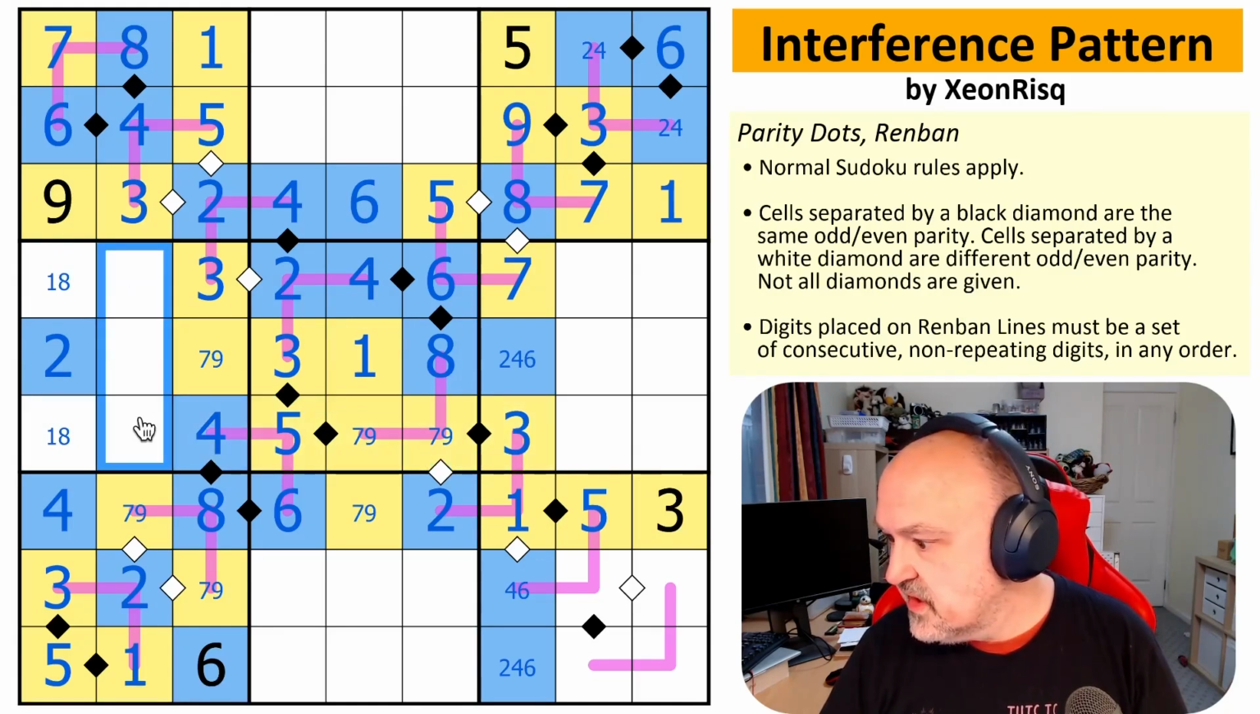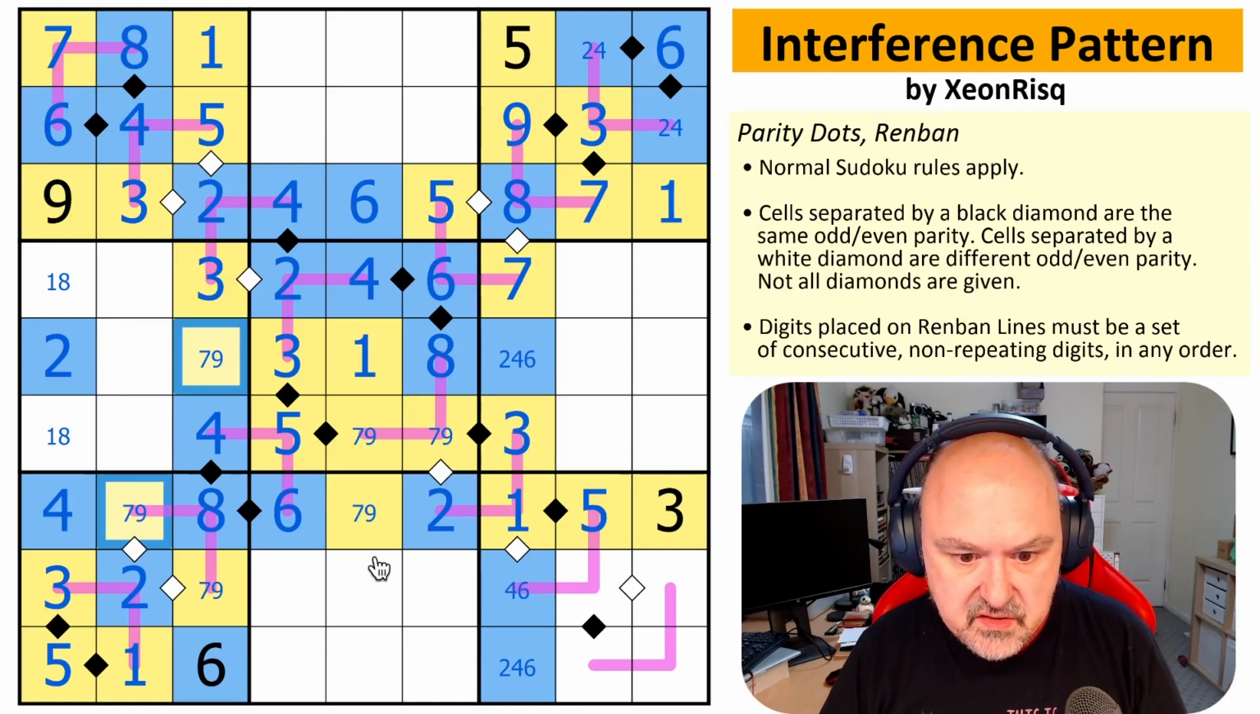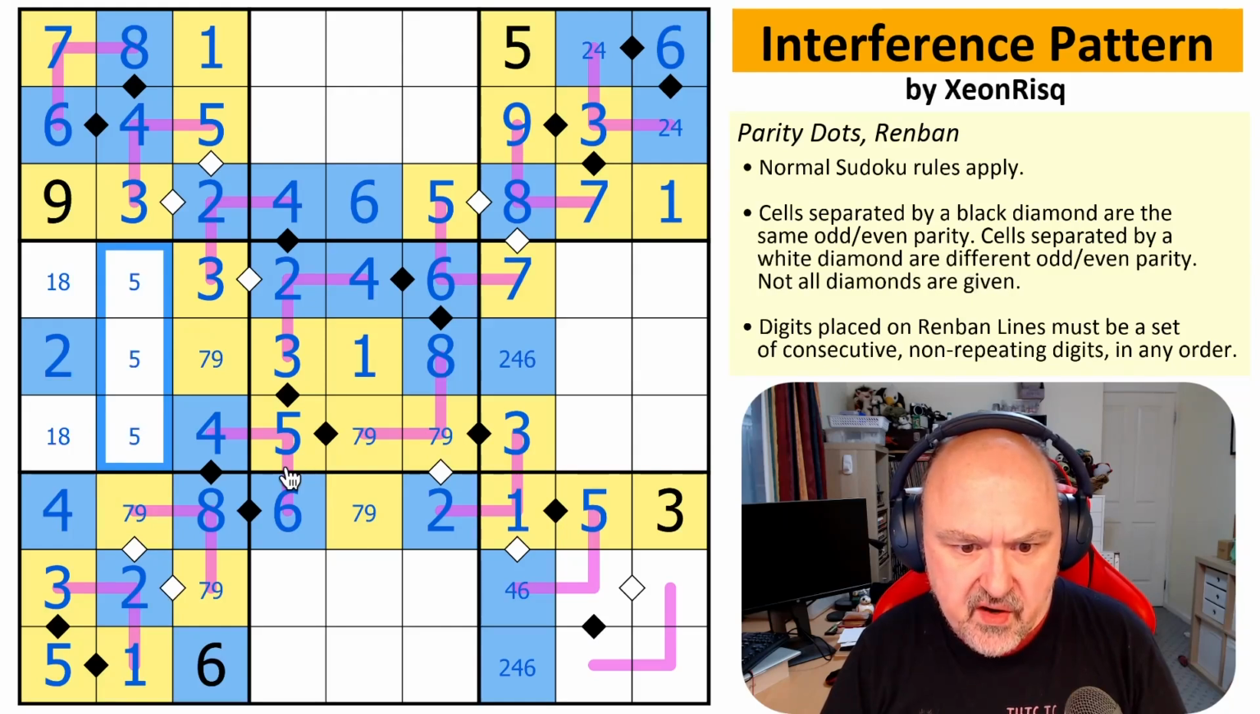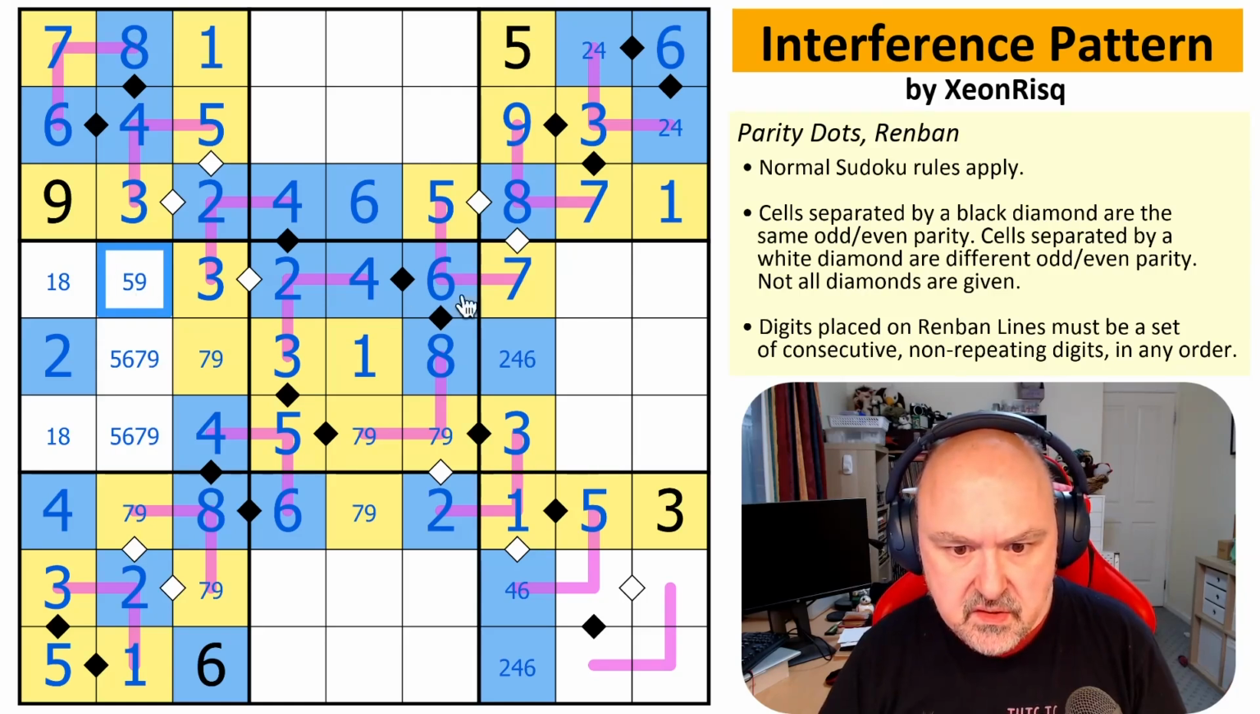I don't know what just flickered there. Anyway, those are the same digit. Is that what I want to look at? 1, 2, 3, 4, 5, 6. No. Yeah, 5, 6, 7, and 9. So there's no 6, 7 in those. There's no 5 there.